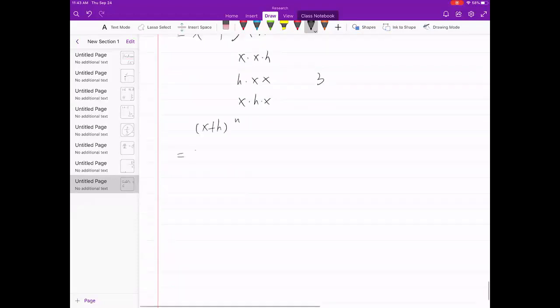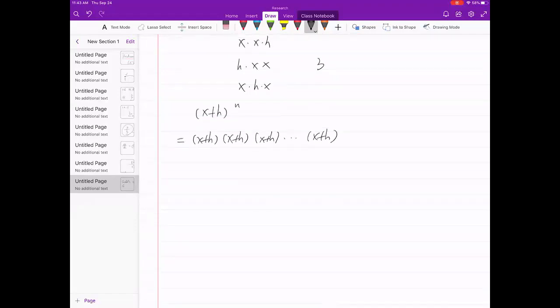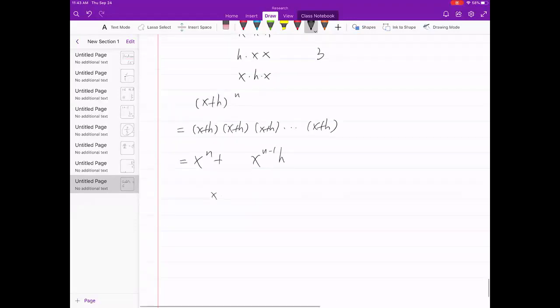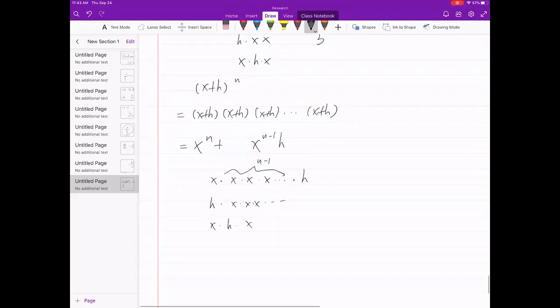What about n? That is (x plus h)(x plus h)(x plus h) and dot, dot, dot. Okay, the first one is this. The second one is x^(n-1) times h. What is that? That is x times x times x times x for n minus 1 times, then times another h. All right? Where can the h come from? The h can come from the first interval, with the rest being x. H can come from the second interval, with the rest being x. H can come from the third interval, with the rest being x. Can you see that?